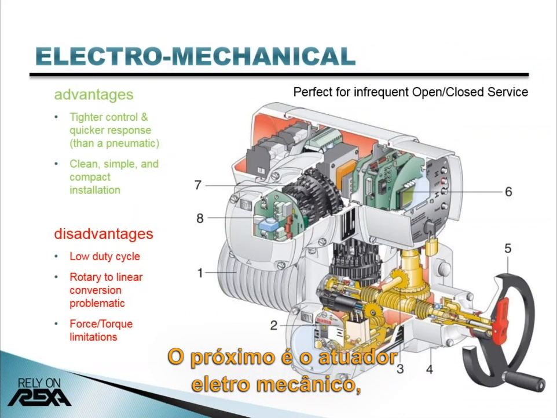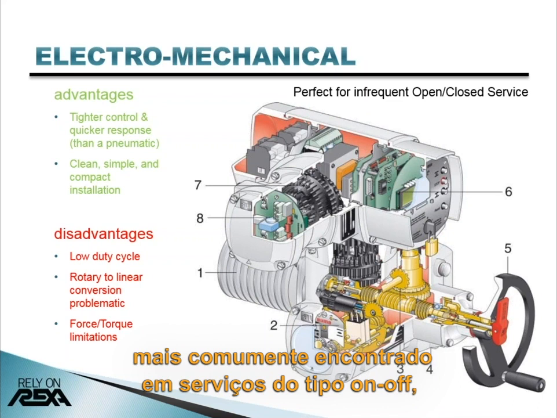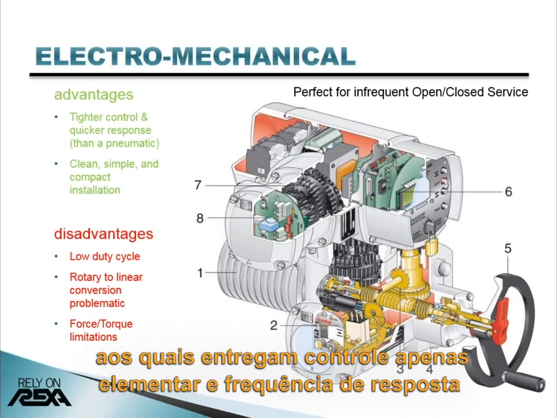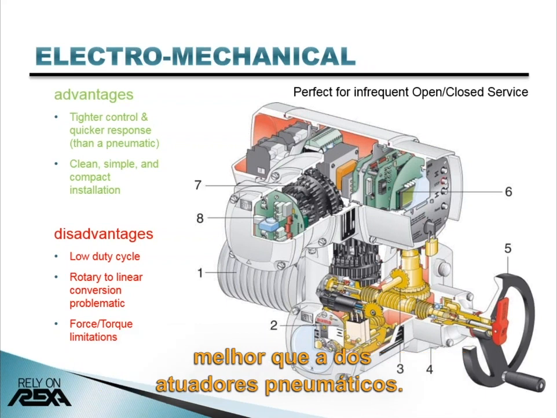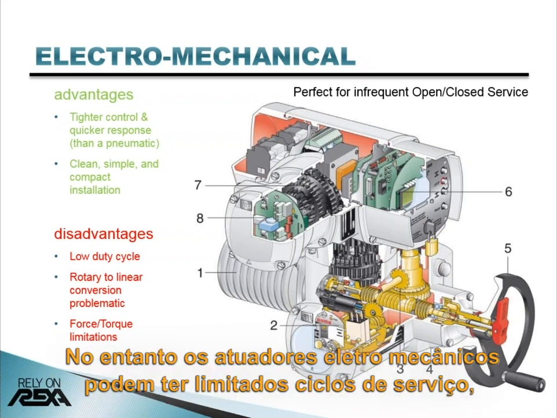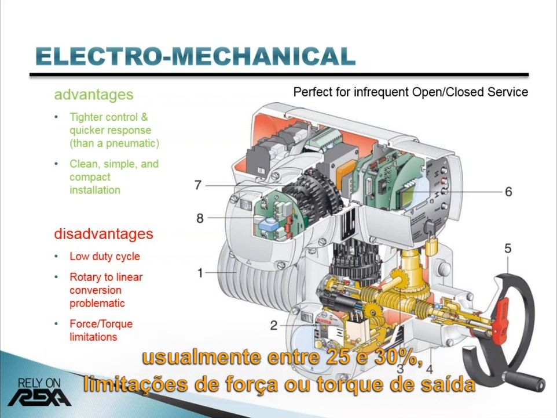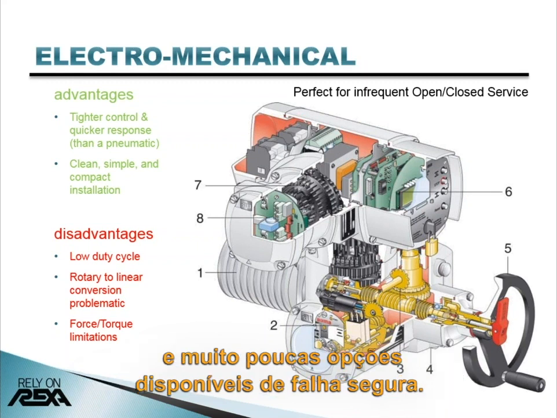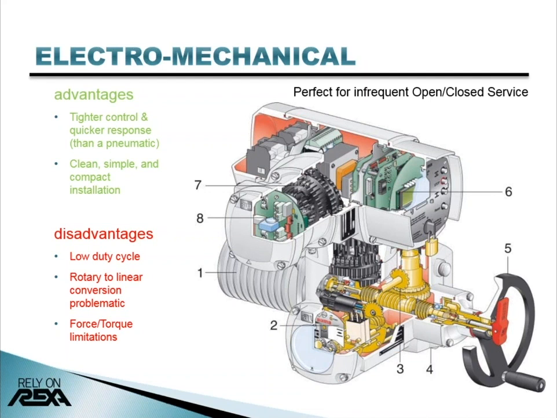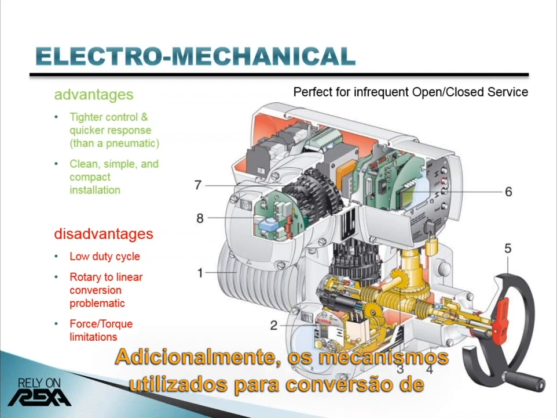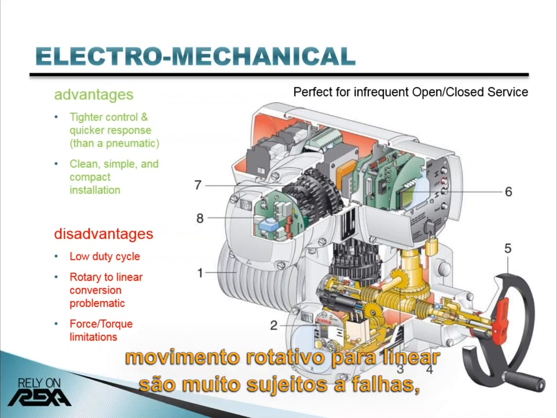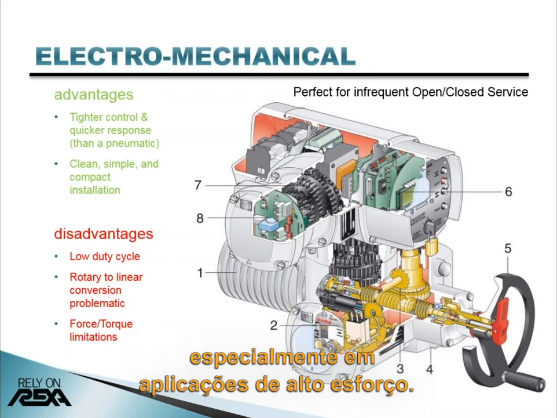Next is electromechanical actuation, most commonly found in on-off type service, which provides tighter control and better frequency response than a pneumatic actuator. However, electromechanical actuators can have limited duty cycle, usually around 25 to 30%, limited force to torque output, and very few fail-safe options available. In addition, the mechanisms involved for rotary to linear conversion are troublesome, especially in high thrust applications.